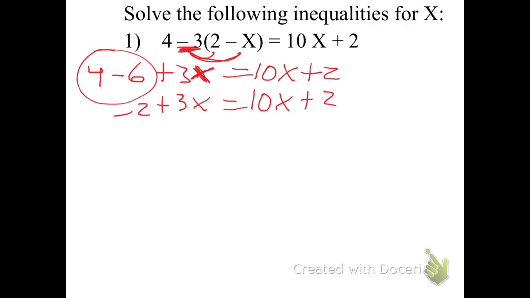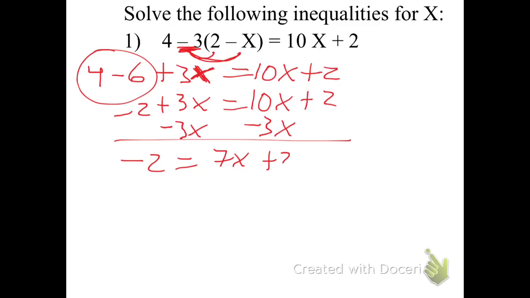At this point, you need to choose which side you want your variable on. I'm going to choose the right side because I can. So I need to move my variable on the left by subtracting 3x. Left side I got -2, right side 10x minus 3x gives me 7x. And then the plus 2 on the end.